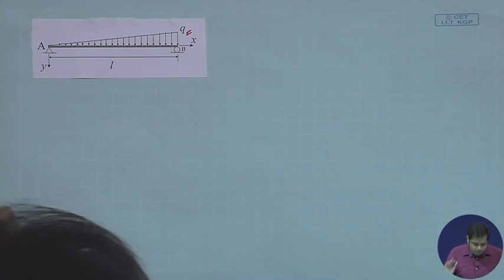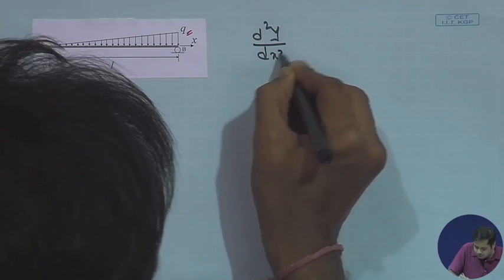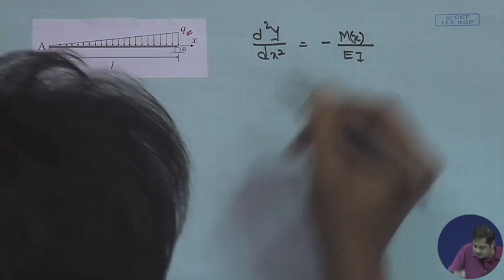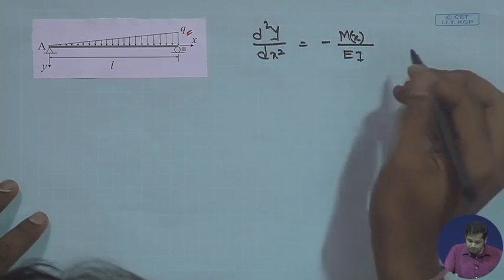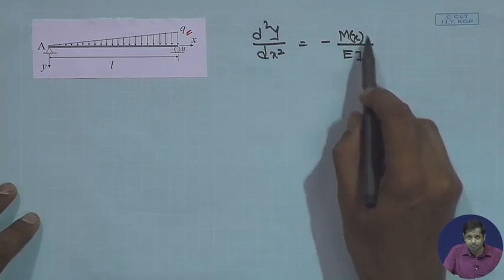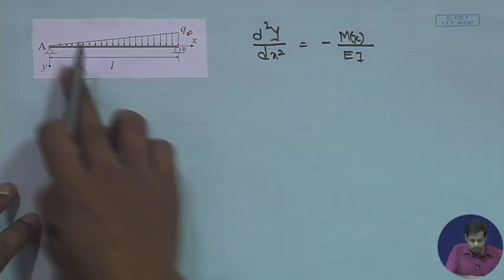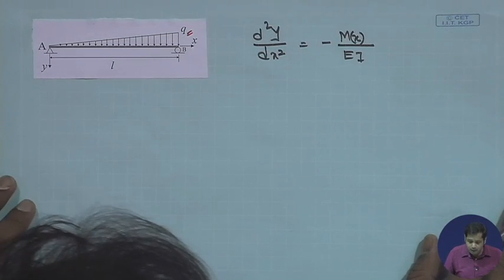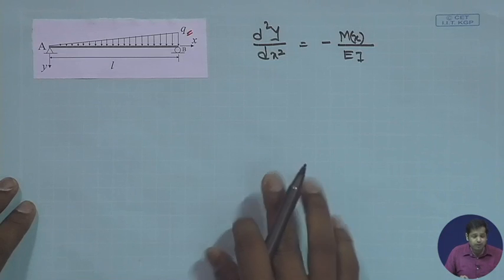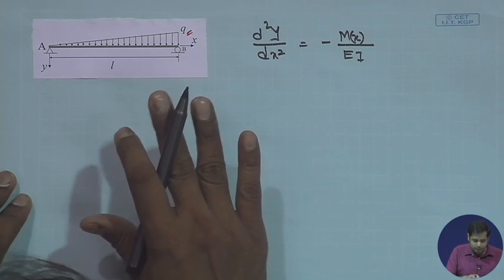Now if you remember, the equation for the elastic line is d2y/dx2 = M(x)/EI, where M(x) is a function of x. So first we need to find the expression for the bending moment M(x). Let us assume for this beam that E and I are both constant, uniform across the length. First we need to find the support reactions. We already discussed how to find support reactions by drawing the free body diagram of the entire structure, so I am not going to do it once again.